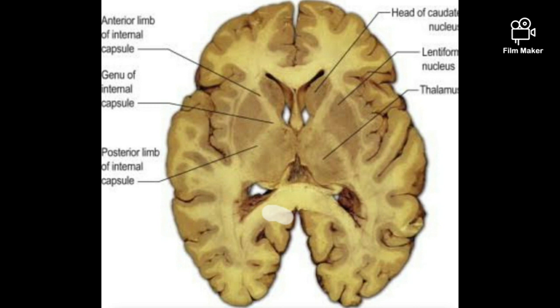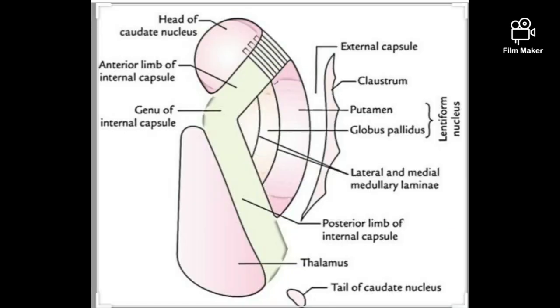In the horizontal section, you can see a V-shaped pattern, that is the internal capsule. The thick curved band is composed of both motor as well as sensory fibers. It connects the cortical layer as well as the subcortical layer. The location of the internal capsule: it is located between the lentiform nucleus laterally and the head of the caudate nucleus and thalamus medially.